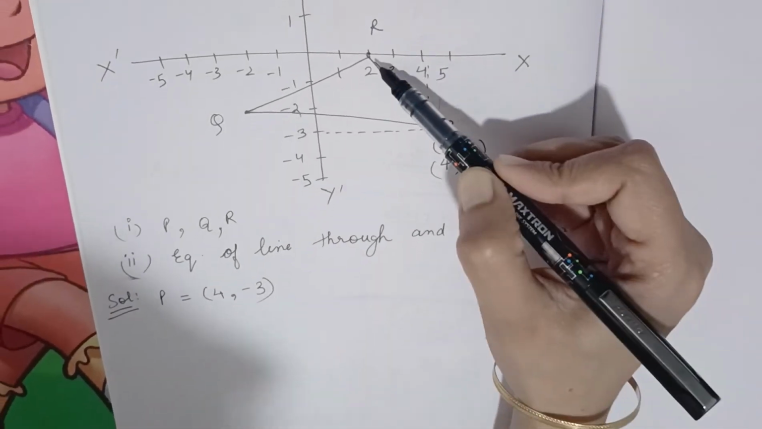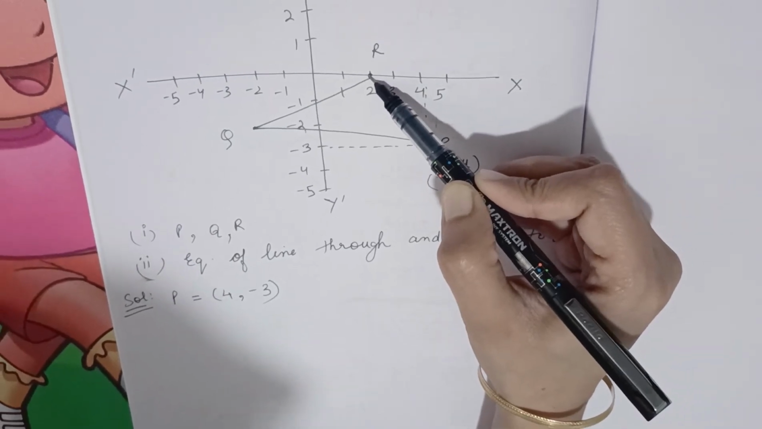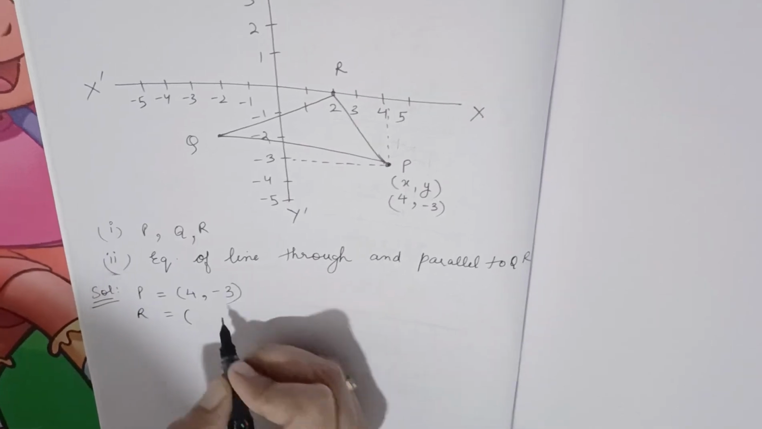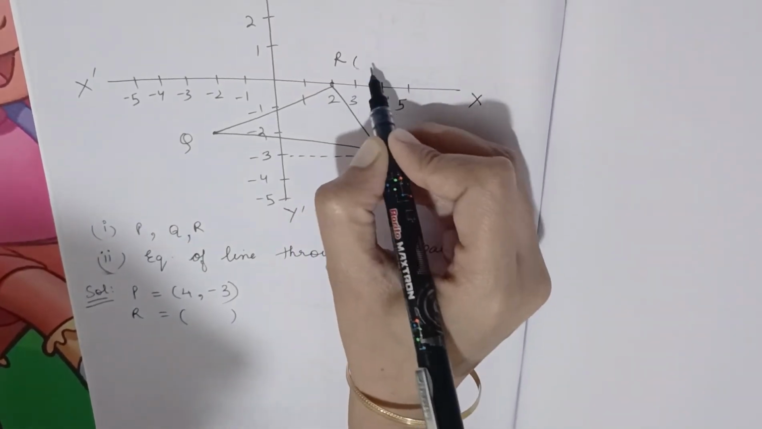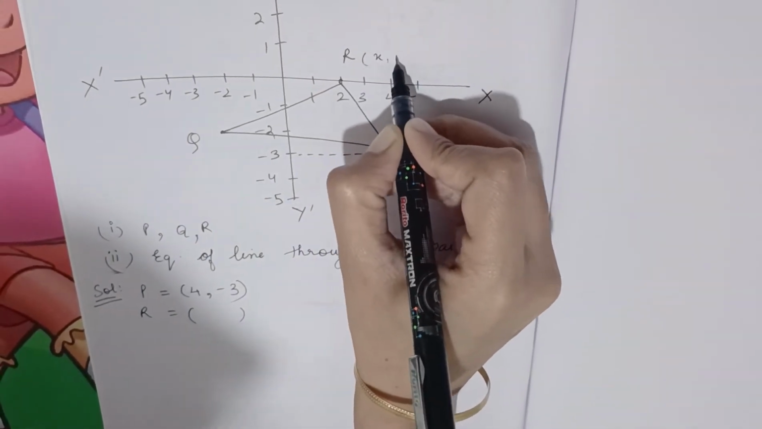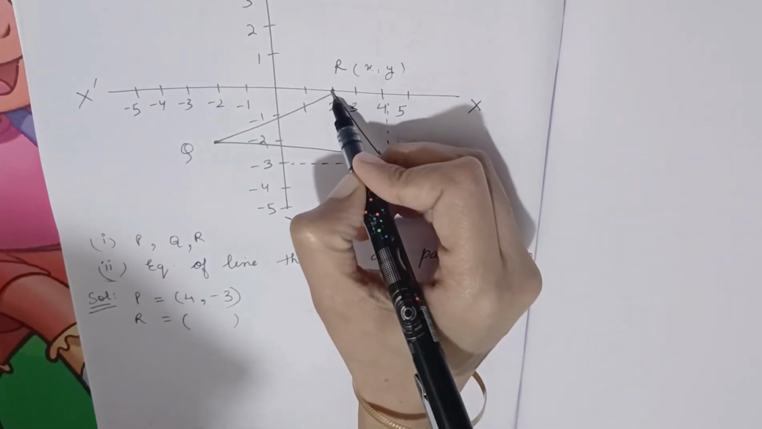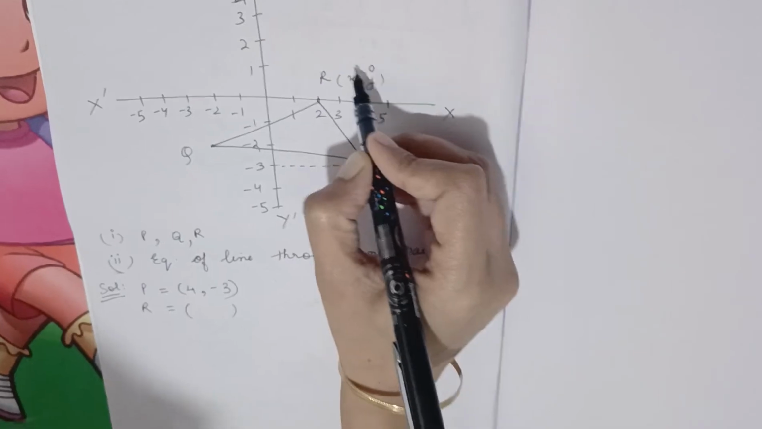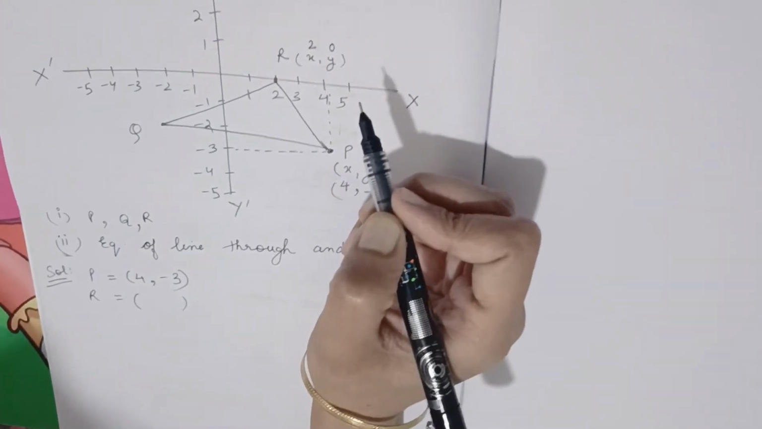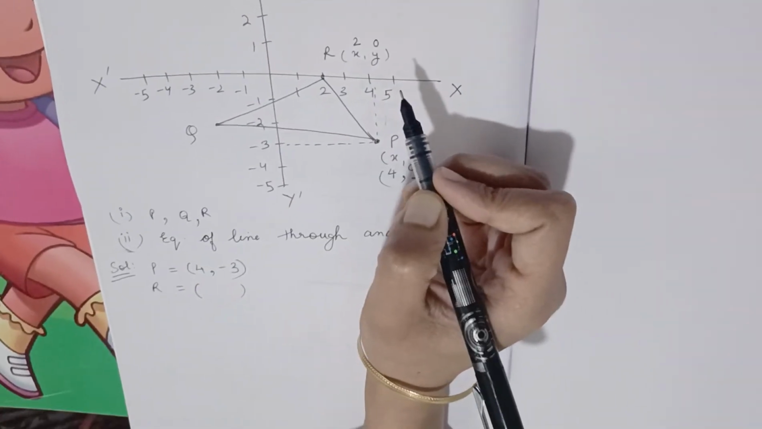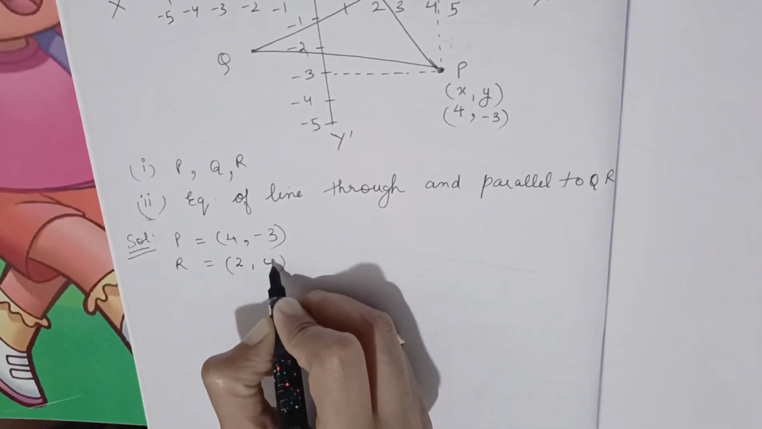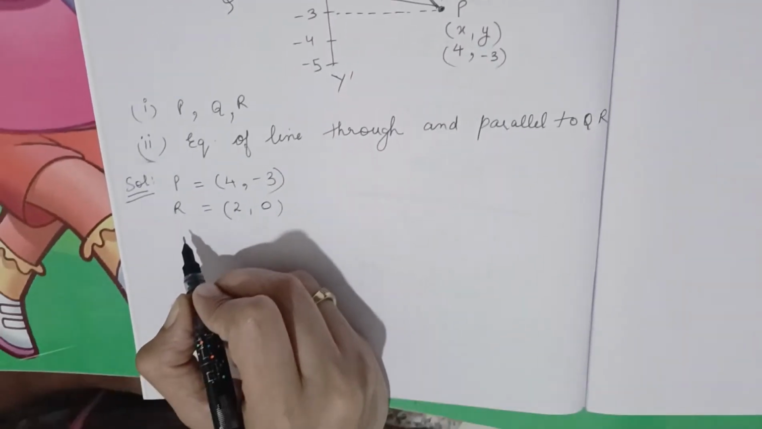Similarly, let's find the coordinates of point R. Point R lies on the x-axis. So any point which lies on the x-axis, its y coordinate is always 0. So I'll write here first x comma y. So y is 0 and x is 2. So we have found the coordinates of R.